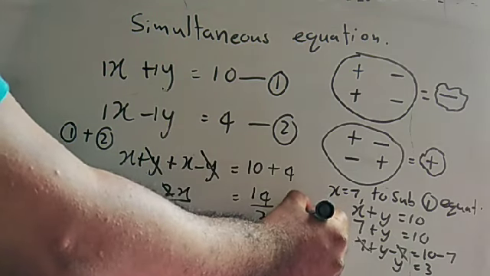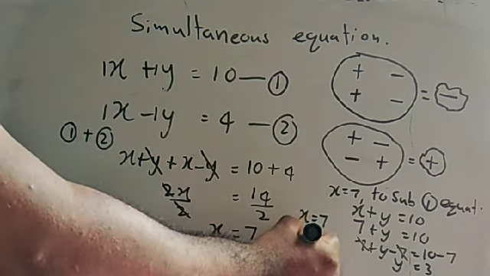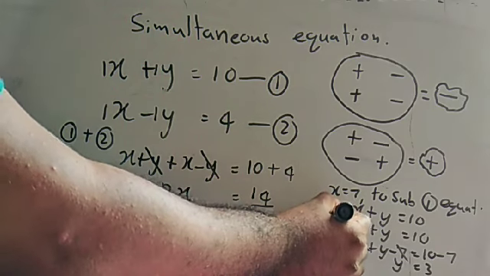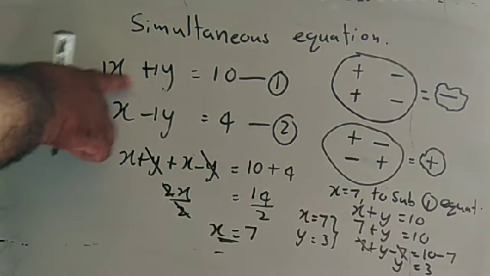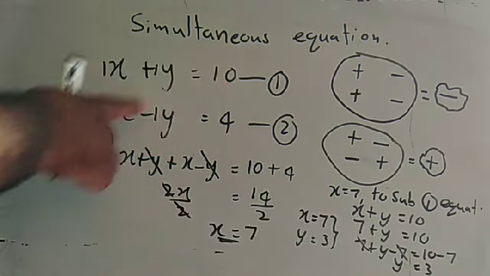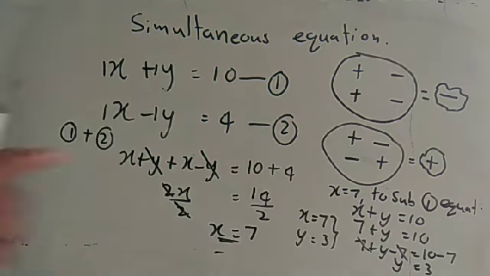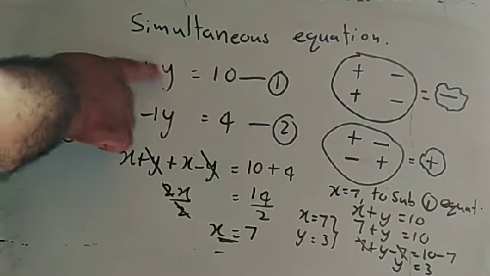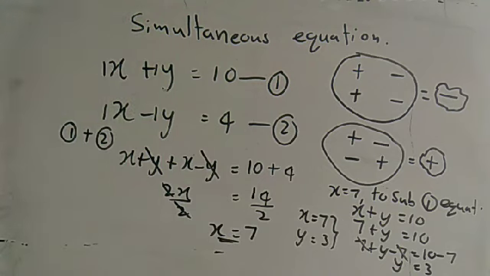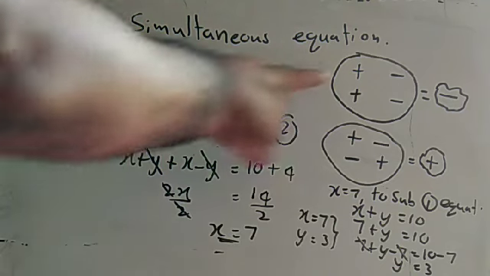Now the value of x is 7, the value of y is 3. This is the answer. When 7 plus 3, 10 makes 10. When 7 minus 3 makes 4. Our answer is correct. Right? Then simultaneous equations to find the value of x and the value of y. Understand? Here this is very important.